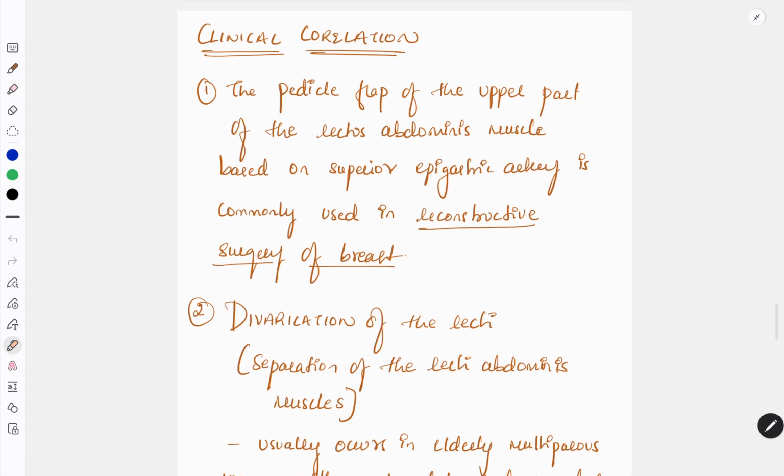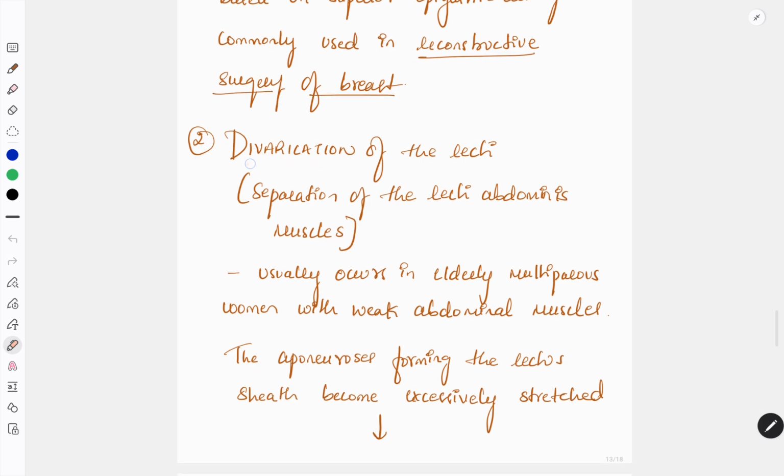So now moving on to the last part of this rectus sheath, that is the clinical correlation. This is not that important, you can just write it and come. The pedicle flap of the upper part of the rectus abdominis muscle, based on the superior epigastric artery, is commonly used in reconstructive surgery of the breast. So in the upper part of the rectus abdominis muscle, where the superior epigastric artery is present, there is a pedicle flap which is used in reconstructive surgery of the breast. Okay.